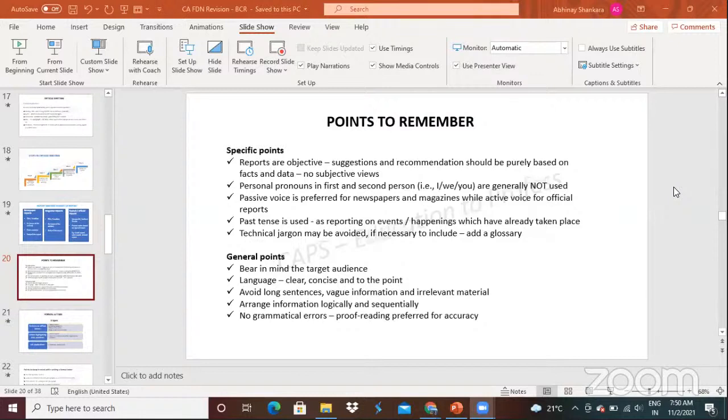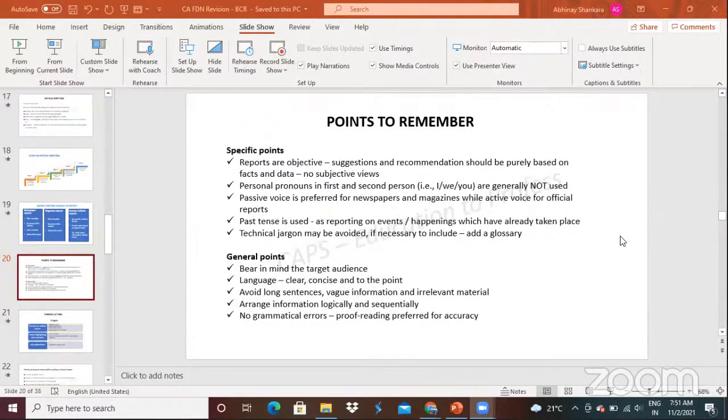Points to remember, specific points. Reports are objective. Suggestions and recommendations should be purely based on facts and data, no subjective views. Personal pronouns in first and second person, that is, I or we or you, are generally not used. Passive voice is preferred for newspapers and magazines, while active voice for official reports. Past tense is used as reporting on events or happenings which have already taken place. Technical jargon may be avoided; if necessary to include, add a glossary.